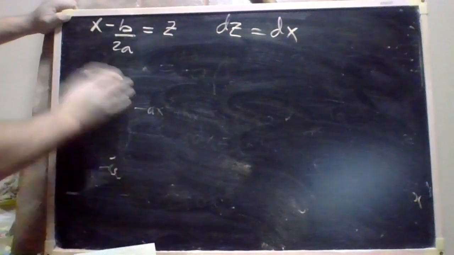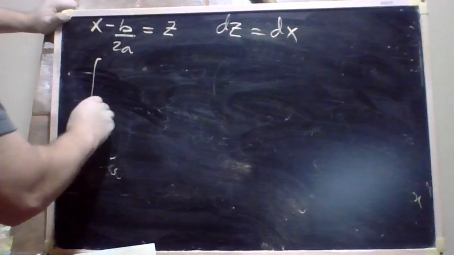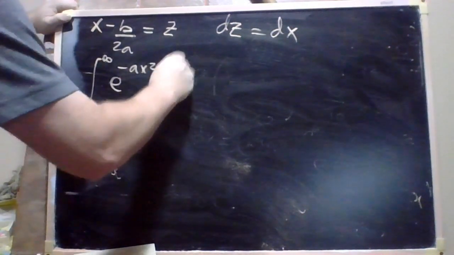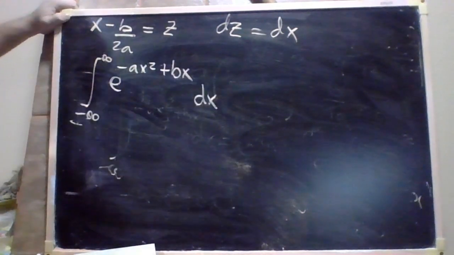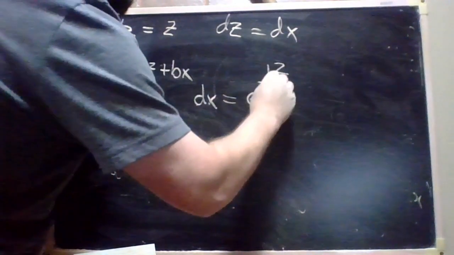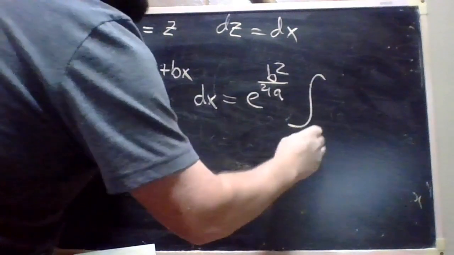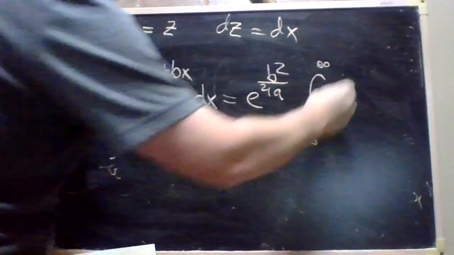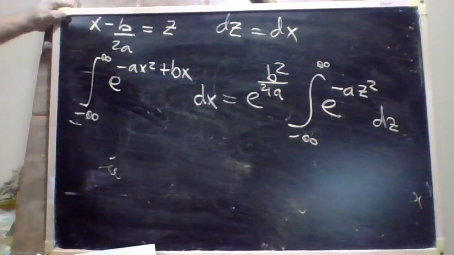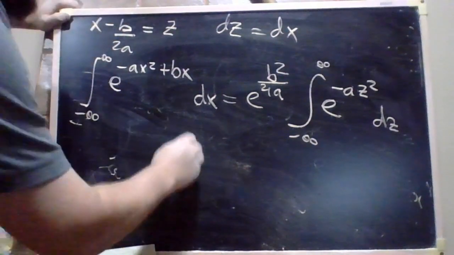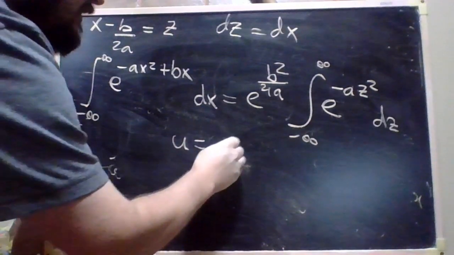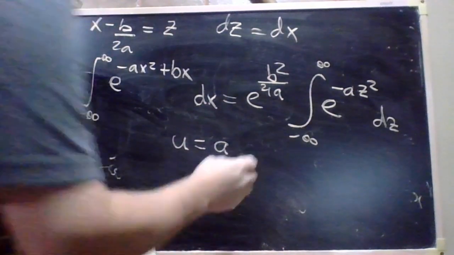This way, the integral from minus infinity to plus infinity of this polynomial is equal to e to the b squared over 4a, the integral from minus infinity to infinity exponential of minus a z squared dz. And now you can change variable again. Say u, a variable u, is equal to a z squared.